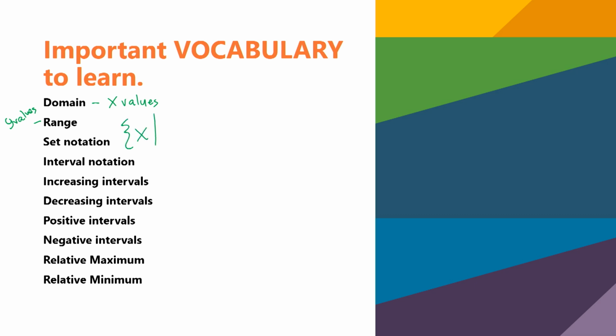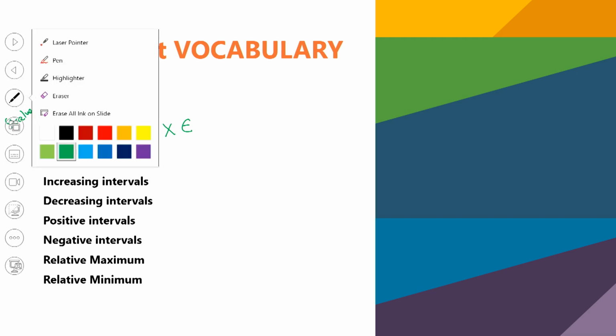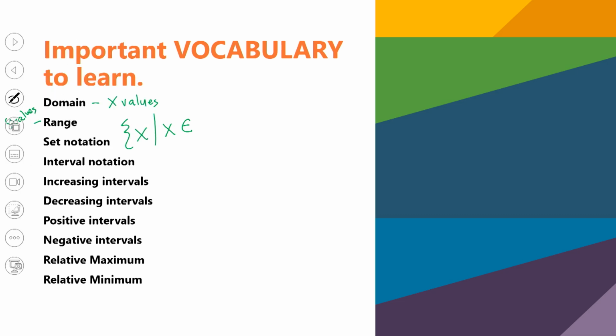X such that x and then this symbol. What we need to know about this, and I want us to make sure that we are putting this in our notes page. This line right here means such that, and this symbol right here means elements of. And these will make a little bit more sense as we get into writing these set notations for different things, but I did want us to know what the set notation is.